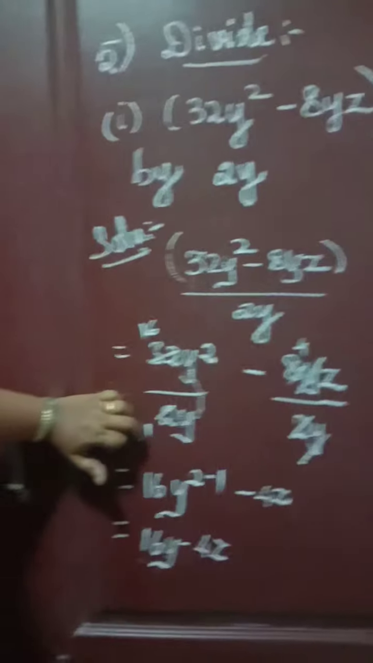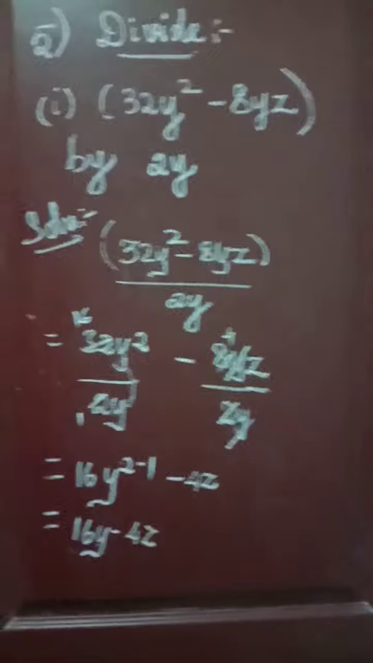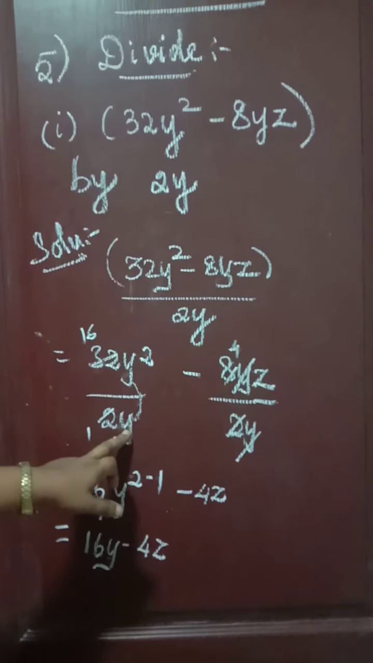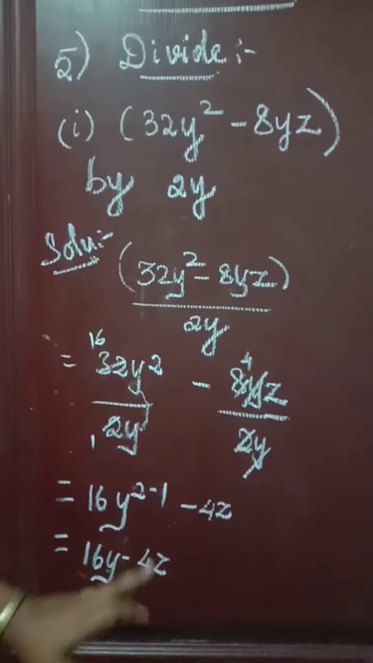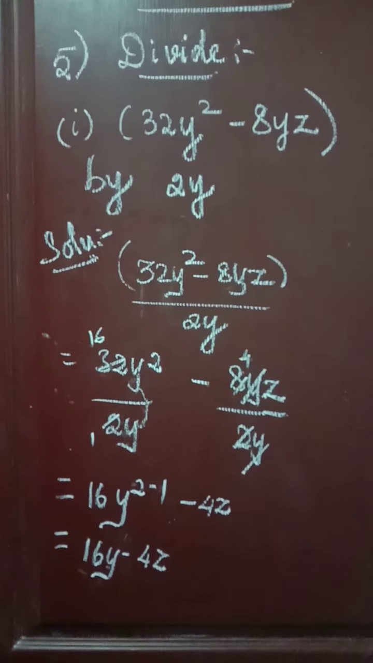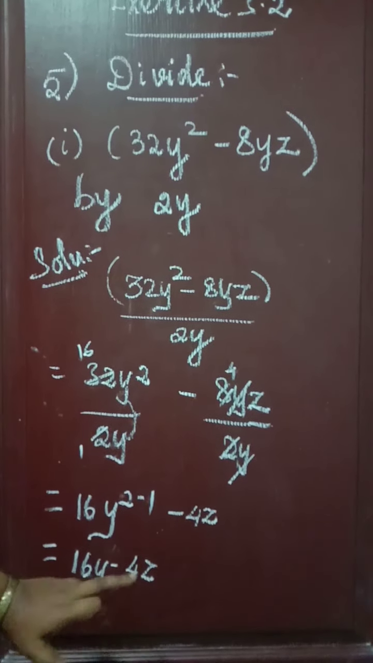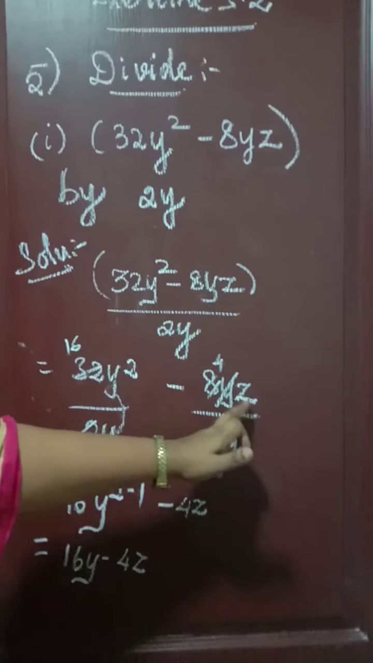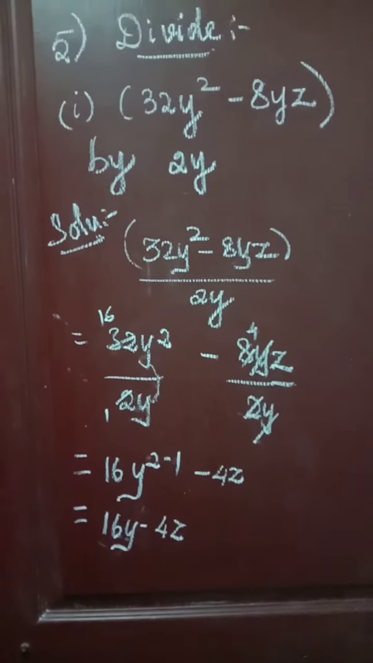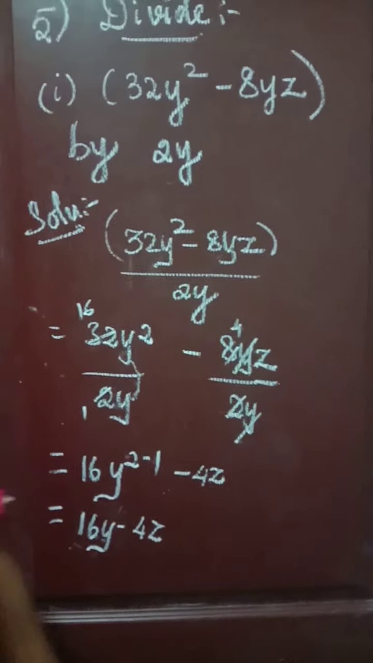Listen. Here 2 ones are 2, 2 16s are 32. Next, in division, if the bases are the same, we subtract the power. So we apply the law of exponents. 2 minus 1 is 1, 2 minus 1 is 1. Whether we put 1 or not, it is considered the same, so y is equal to y power 1. So I put y. Next term, 2 4s are 8, y and y cancel, so the remaining term is minus 4z. So the answer of the sum is 16y minus 4z.